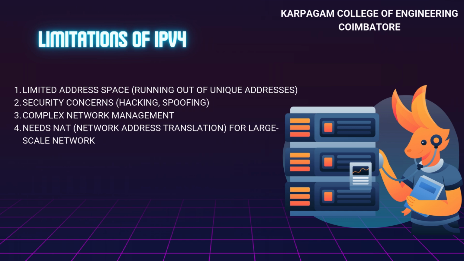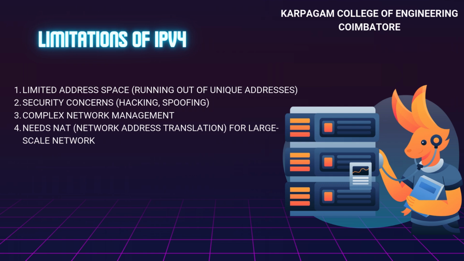Okay, let's see the solutions. What solutions can we use for security in IPv4? Firewalls: with a firewall, we can protect the network by filtering the traffic. VPNs, virtual private networks, securely encrypt the data. IPsec, Internet Protocol Security, adds authentication and encryption. And MAC filtering restricts access to specific devices.